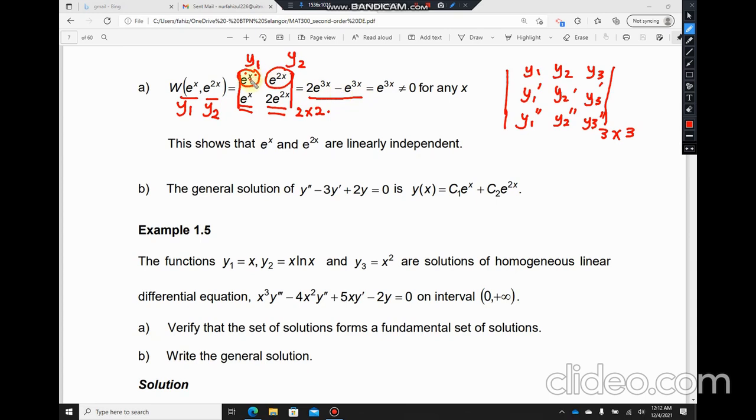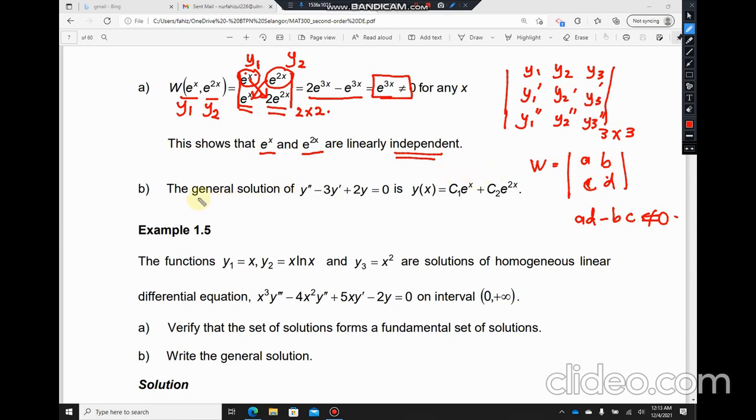Determinant macam mana? Ex darab dengan 2e2x, awak akan dapat 2e3x, and then minus e2x multiplied by ex, you get e3x. So 2e3x minus e3x equals to e3x. So this is not equals to 0. So this shows that ex and e2x are linearly independent. Wronskian tu macam determinant A, B, C, D, A darab D tolak B darab C. So make sure dia not equals to 0, baru dia adalah linearly independent.